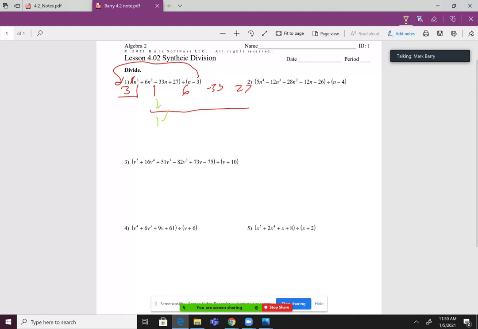Then I'm going to move back up. Now, every time I move back up, I'm going to multiply by whatever is in the cupboard. So in this case, every time I move up, I'm going to multiply by 3. Why 3? That's the number in the cupboard. So 1 times 3 is obviously just 3. And now what we're going to do, and this is kind of a new step here, is we're going to add this down. So that's going to give me 9.